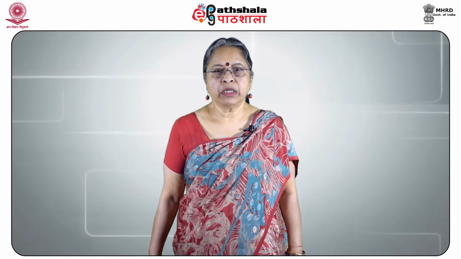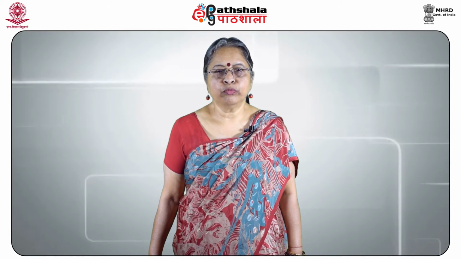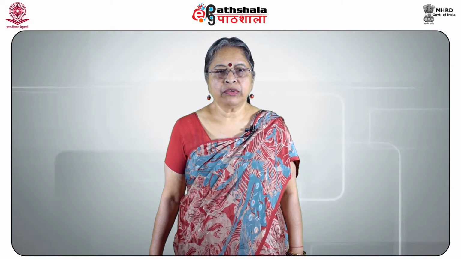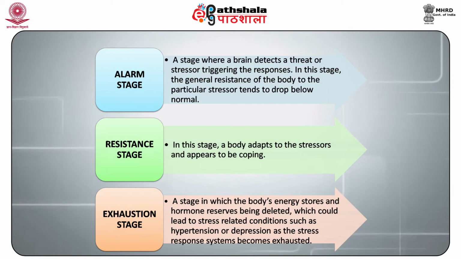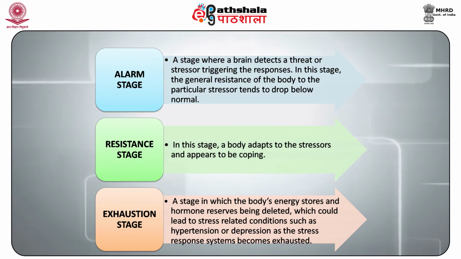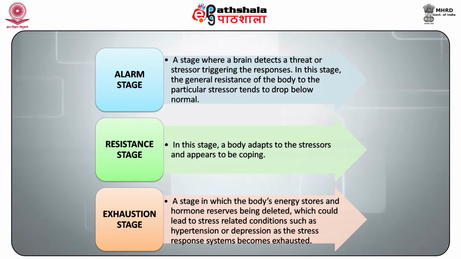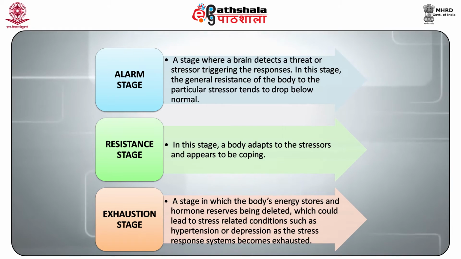The defense against a stressor is called by Selye the General Adaptation Syndrome (GAS), which comprises the following three phases: alarm, resistance, exhaustion. Alarm stage: a stage where the brain detects a threat or stressor, triggering the responses. In this stage, the general resistance of the body to the particular stressor tends to drop below normal. Resistance stage: in this stage, the body adapts to the stressors and appears to be coping.